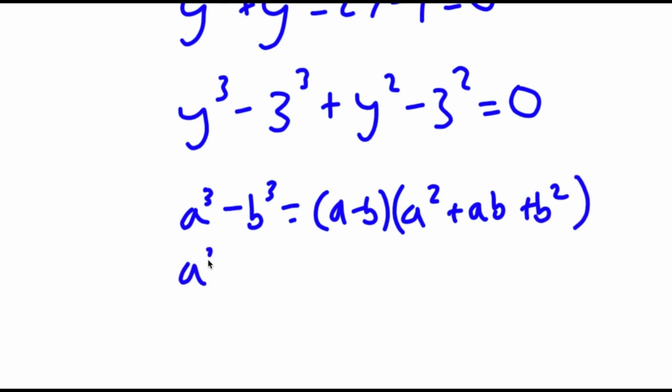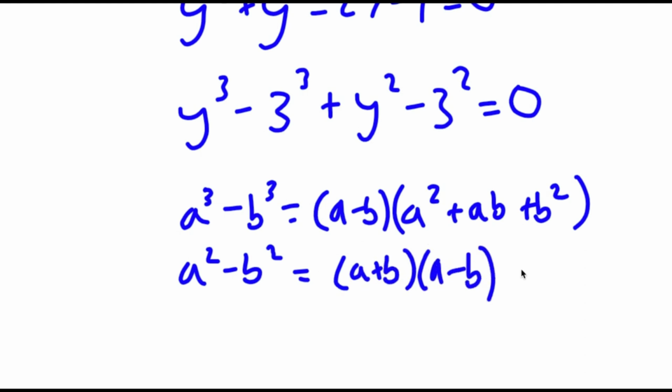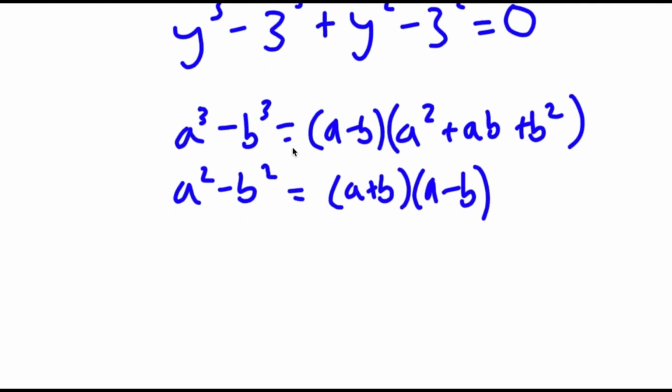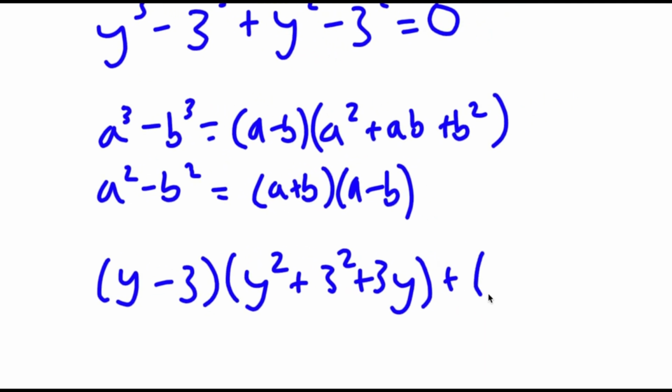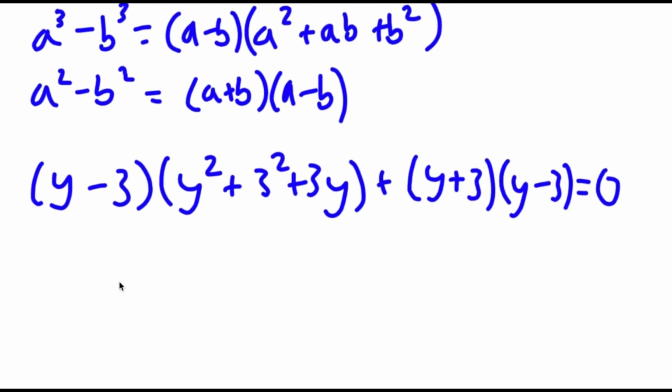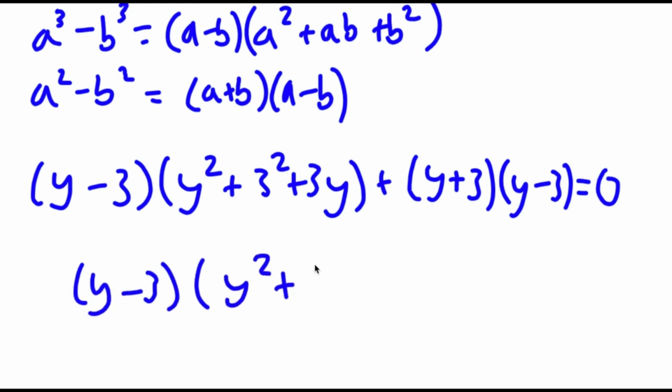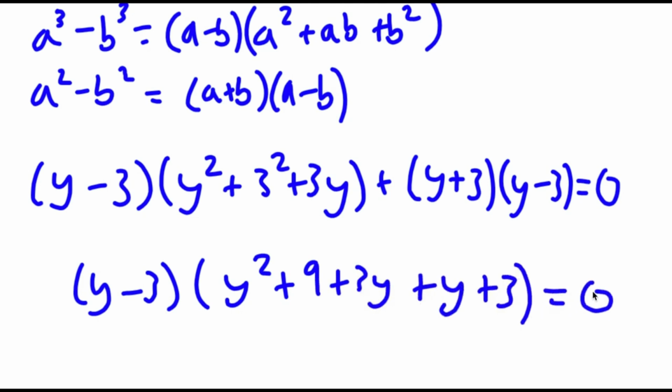And if I have something in the form a squared minus b squared, this is equal to a plus b times a minus b. So in this case, I can rewrite y to the power of 3 minus 3 to the power of 3 as y minus 3 times y squared plus 3 squared plus 3y, plus I can rewrite y squared minus 3 squared as y plus 3 times y minus 3, and this is equal to 0. Now if I factor out y minus 3, I get y minus 3 times y squared plus 9 plus 3y plus y plus 3. This is equal to 0.